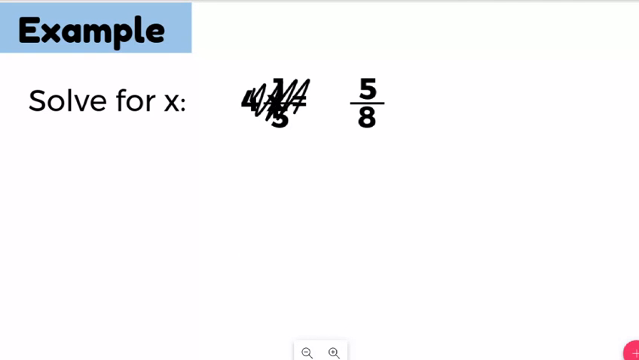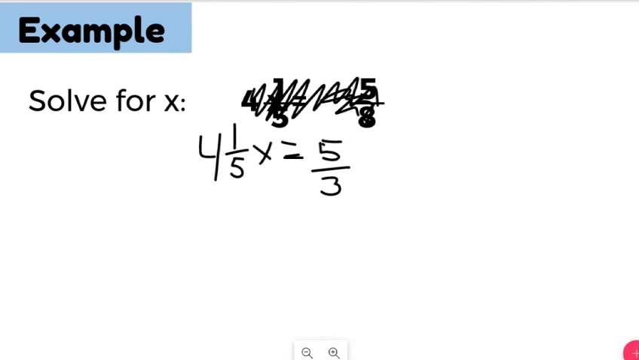The last thing I want to look at is what happens when we have a mixed number. Okay. 4 1/5 x equals 5/3. So the first thing you need to do, if we look at that simplify step, this would actually fall in that simplify step. I can't find a reciprocal of 4 1/5. If you see mixed numbers, let's make them improper. So that can be found in the simplify step. So we're going to turn this into 21/5 x equals 5/3.